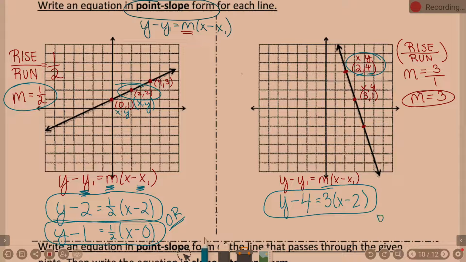Okay? There's an or option here if you prefer. If you don't like the fact that David picked for us to use 2, 4, could you pick to use 3, 1 instead? You could. You could have said y minus 1 equals 3 times x minus 3. You have to use the slope, and then you can use either point.